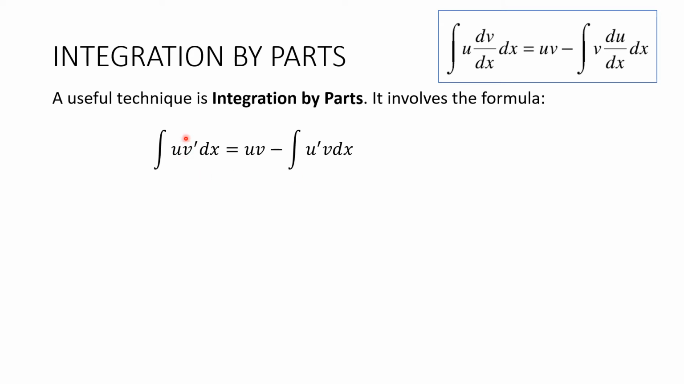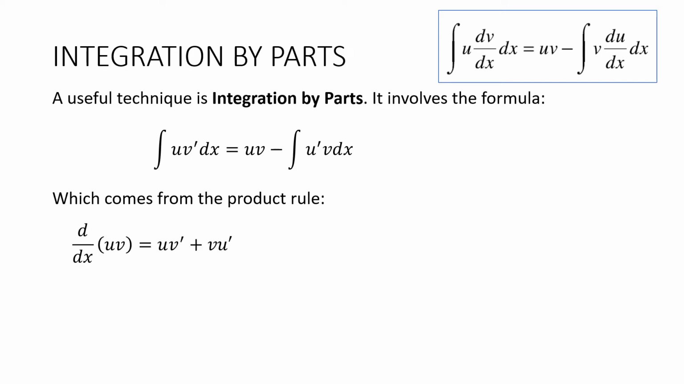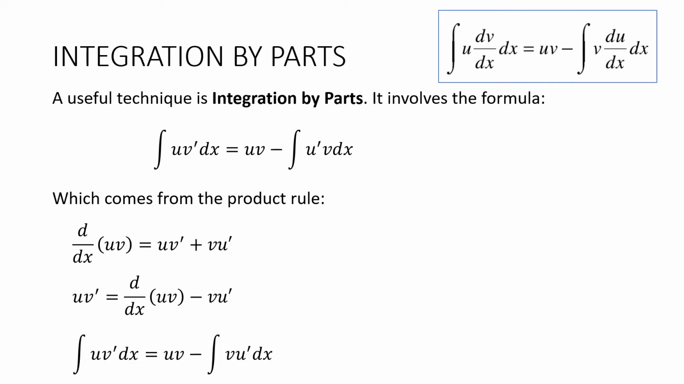It's going to involve a product of some description. One part that you're going to differentiate and the other part that you're going to integrate. Now the proof of this formula is really simple. It just comes from the product rule. Here's the product rule, and if we make this the subject, we get this, and integrating both sides, we end up with the formula. The integral of a derivative, they cancel each other out, so we just end up with uv, take away the integral of this. So that's where the formula comes from.